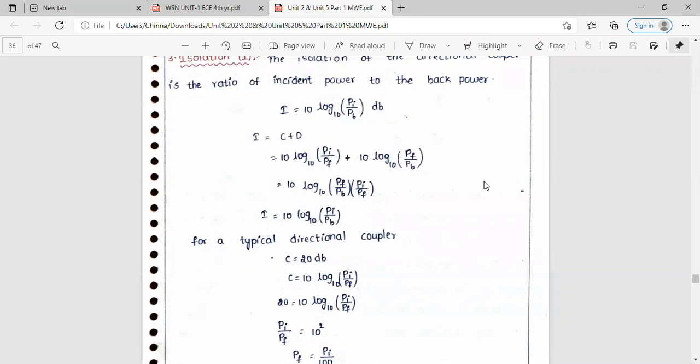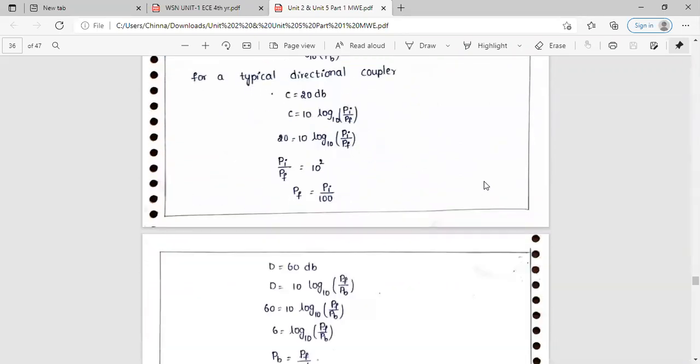For a typical directional coupler, the coupling is equal to 20 dB. Then coupling C is equal to 10 log base 10 of PI by PF. 20 is equal to 10 log base 10 of PI by PF. Then PI by PF is equal to 10 square. Then the forwarded power is equal to incident power by 100.